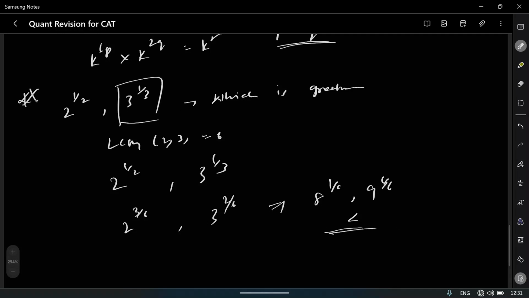Okay. So if they are giving anything like fractions in the powers, you have to find the LCM of the denominators and first equate the denominators. After that, you can do it simply.